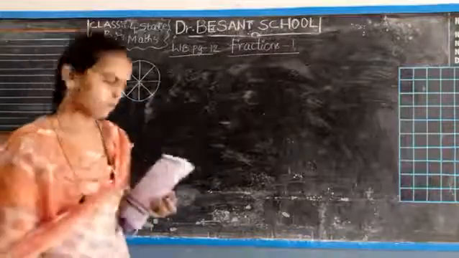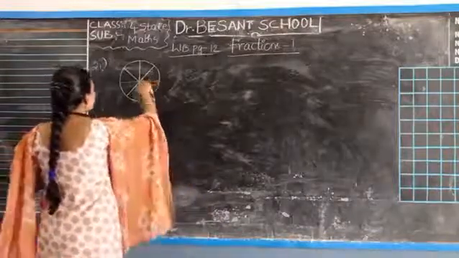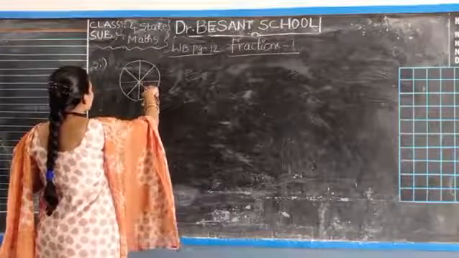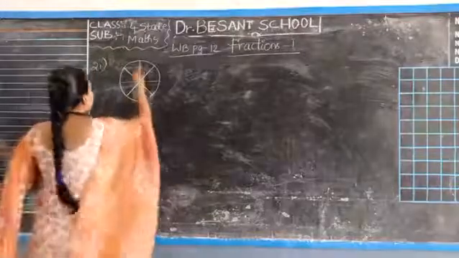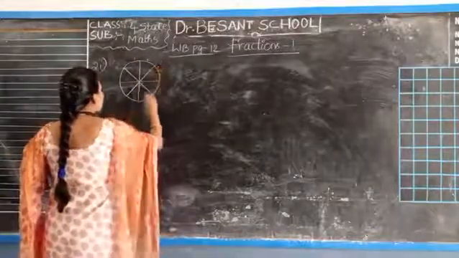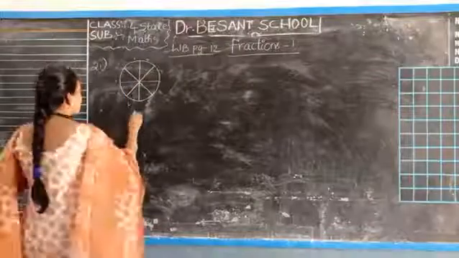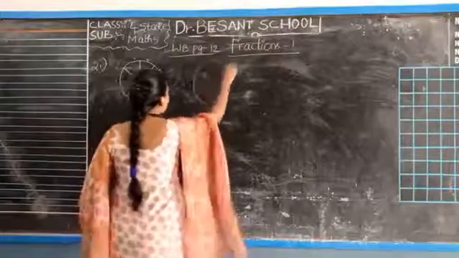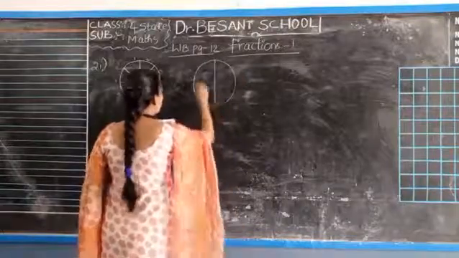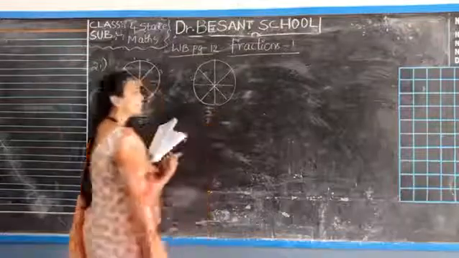1, 2, 3, 4. 1, 2, 3, 4, 5, 6, 7, 8. It's okay. Now 8 only. 1, 2, 3, 4, 5, 6, 7, 8. Yes. So this is the first picture given as the fraction 3 by 8. Another picture also given, another circle. It also divided into 8 parts. But the fraction is different. 5 by 8. We need to shade.